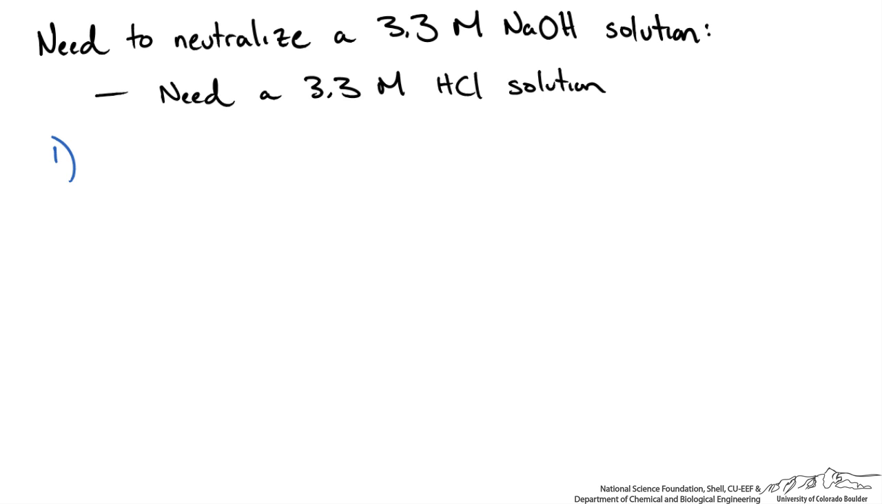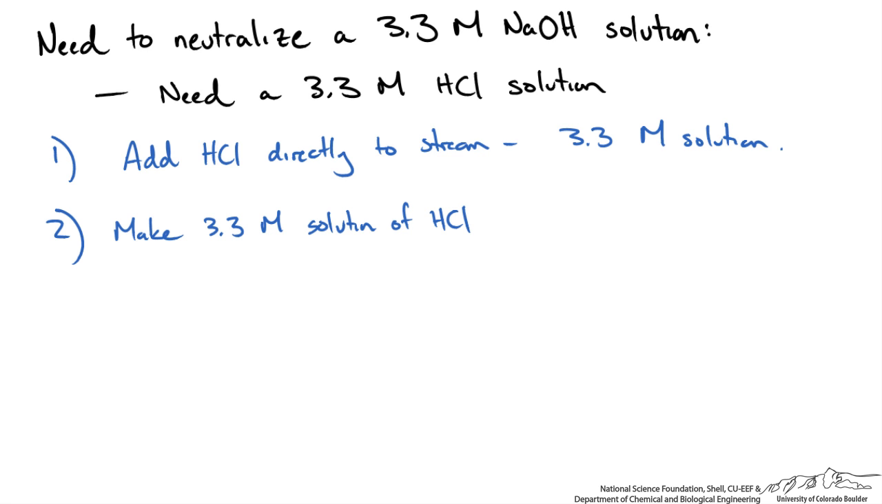Now there are a number of ways we could approach this engineering problem. We could add the HCl directly to the stream to form our 3.3 molar solution. Another option is we can make a 3.3 molar solution of HCl and add an equivalent amount, which means 100 gallons per hour, to our other stream to treat it. Problem with this is now we'd have 200 gallons per hour being dumped into our stream.